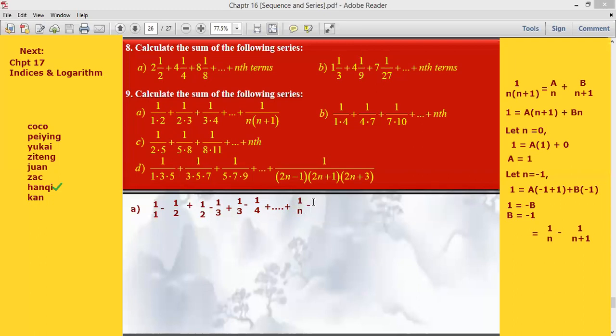Okay, 所以到这里为止还可以吗？Okay 哈，没有问题。Okay, but when you separate your series like this one by using the partial fraction method, okay, 你就会看到 negative 1 over 2 plus 1 over 2, they will cancel each other. This one cancels, cancels, cancels. Okay, and then until here, they will also cancel each other.